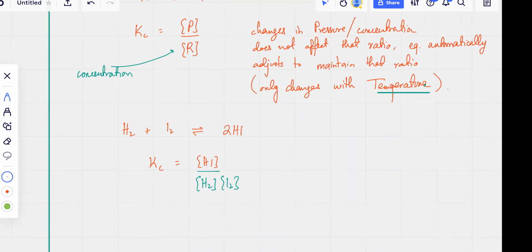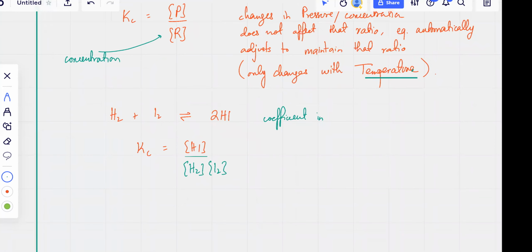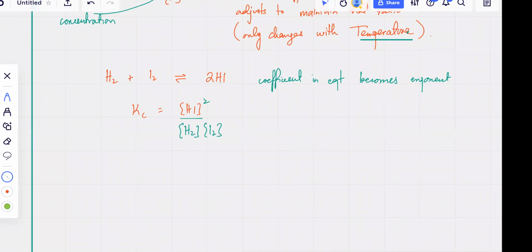Number of moles. Okay, so the number of moles become the exponent. The coefficient. Let's revise this, because A2 equilibrium is built on top of Kc and Kp, right? So the coefficient in the equation becomes the exponent or the power. So it's going to be HI squared. That's about it. So you should know how to write the expressions for Kc.